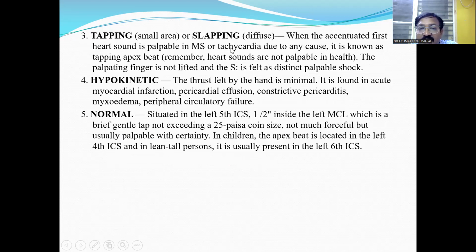Tapping is commonly present in MS. That is mitral stenosis, it's a tapping apex.